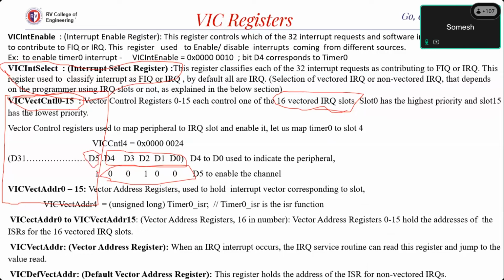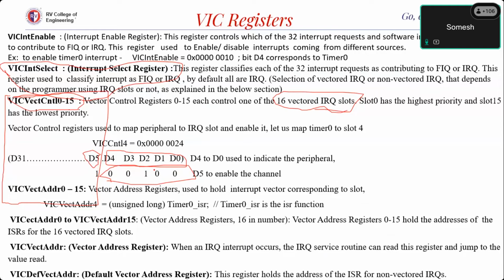So there are 16 channels. Each of the channels can be enabled or disabled at any moment of time. So if I write D5th bit as 1, that means that slot 0 or the channel 0 is enabled. So this is the meaning of the VIC vector control register.